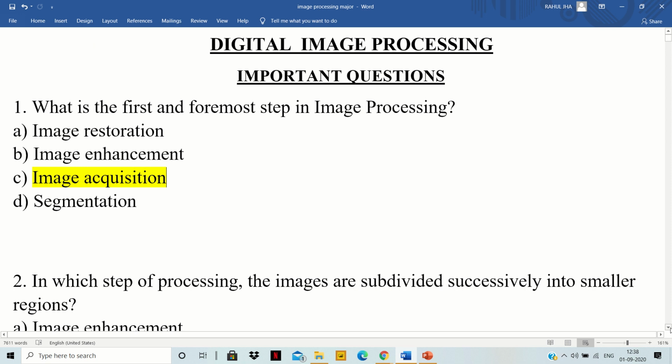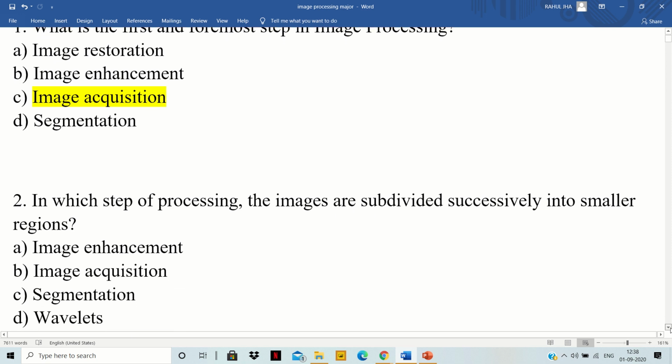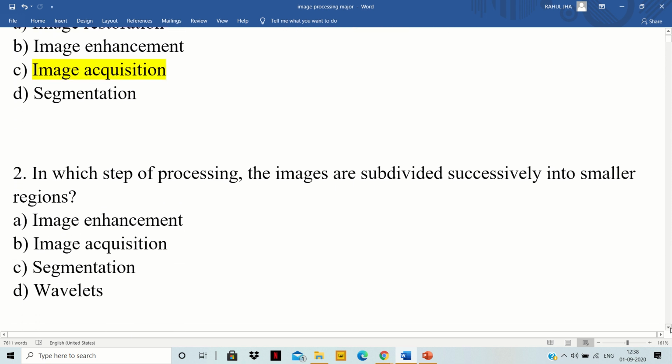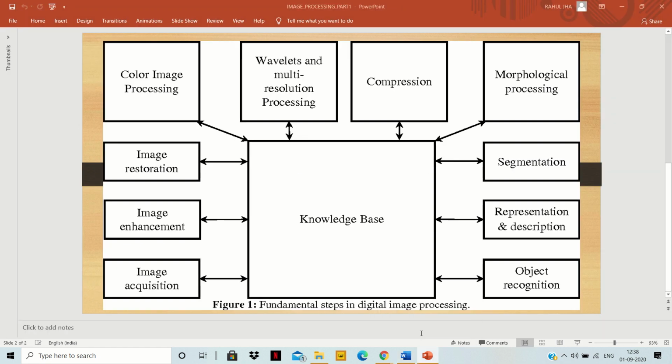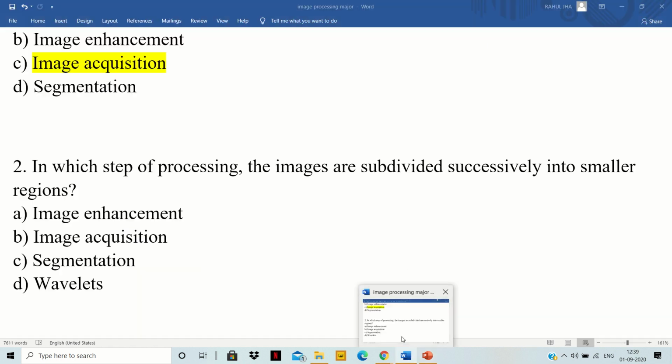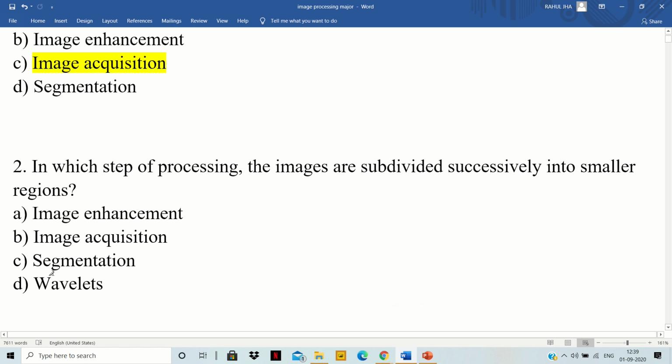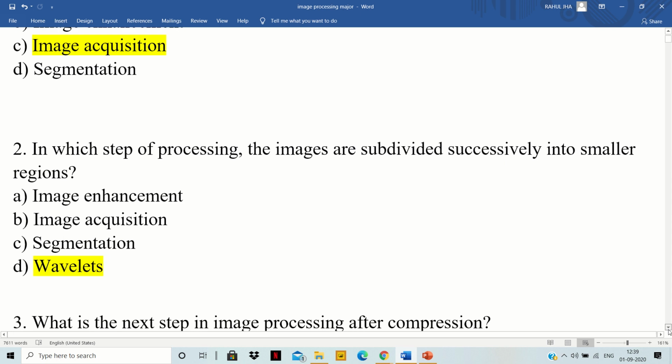Next question. In which step of processing are the images subdivided successively into smaller regions? As you can see in the diagram, there is one step which is wavelets and multi-resolution processing, which is step number 5. So in wavelets, what we do is we divide the image into smaller regions so that we can pass it for the compression process.